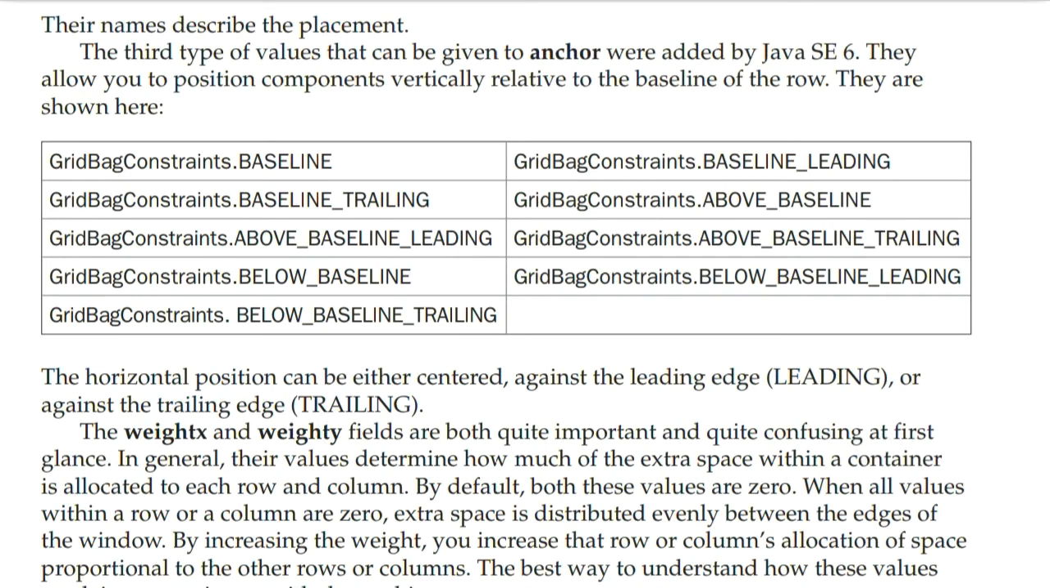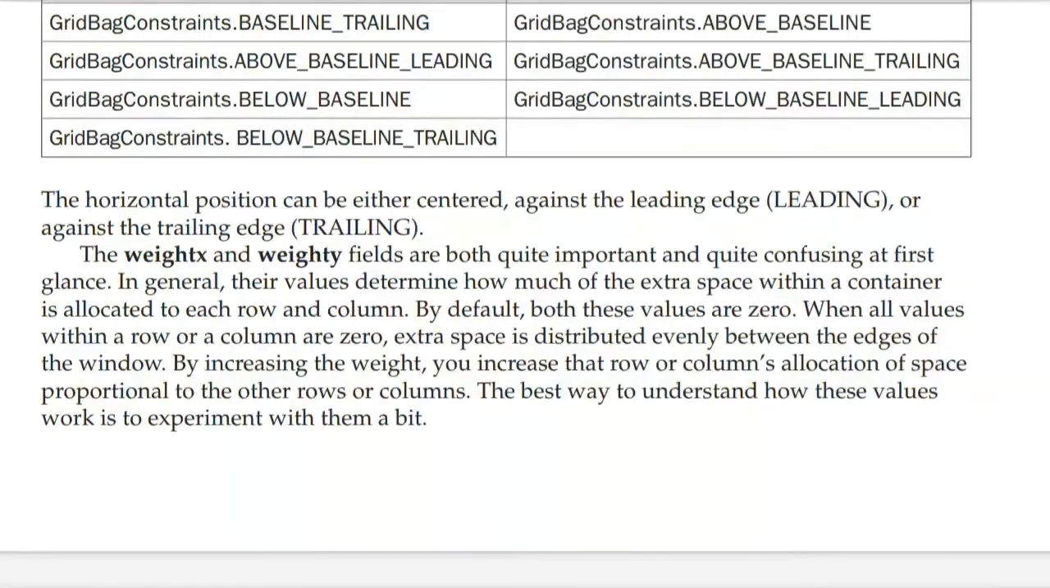The third type of value that can be given to anchor was added by Java SE 6. They allow you to position components vertically relative to the baseline of the row. They are shown here: GridBagConstraints.BASELINE, GridBagConstraints.BASELINE_TRAILING, GridBagConstraints.ABOVE_BASELINE_LEADING, and so on. The horizontal position can be either centered against the leading edge or against the trailing edge.